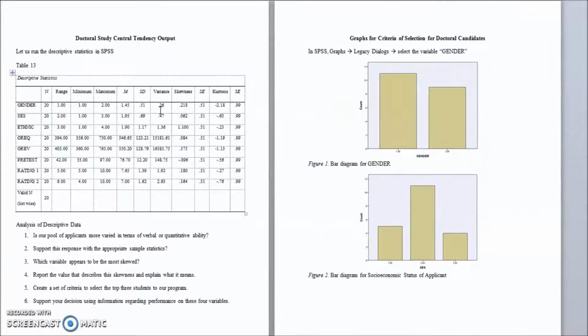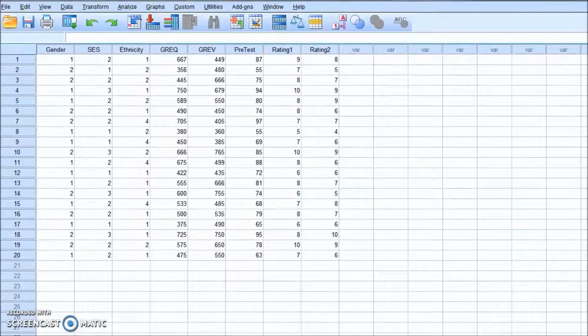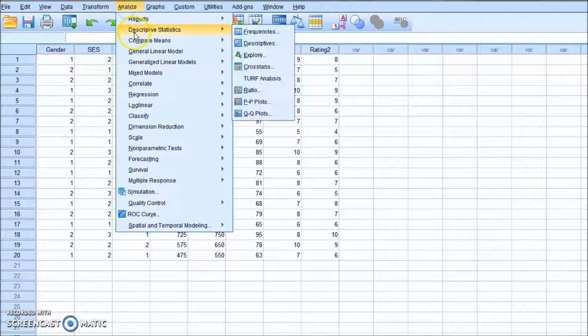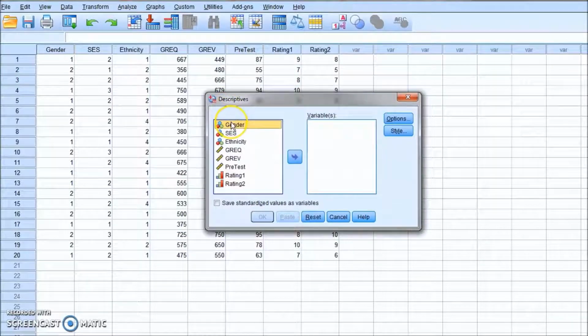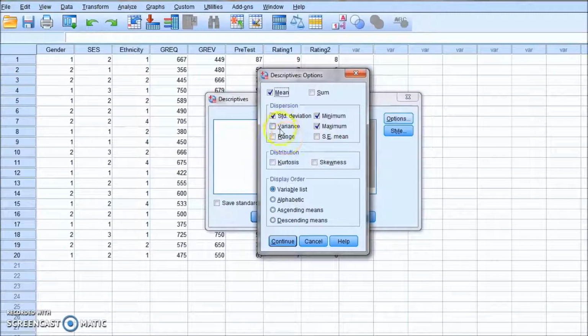So now let's look at some descriptive statistics in SPSS. I'm going to open up my SPSS again and go to Analyze, Descriptive Statistics. So I want Descriptives on all of them. I select them, move them, and go to Options. So what all do I need?